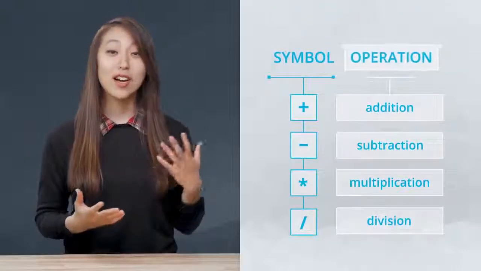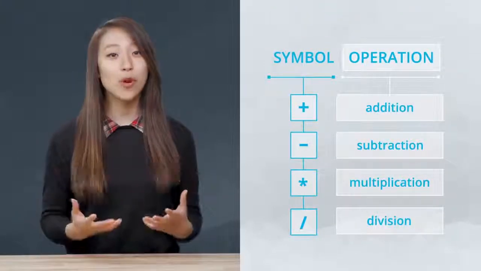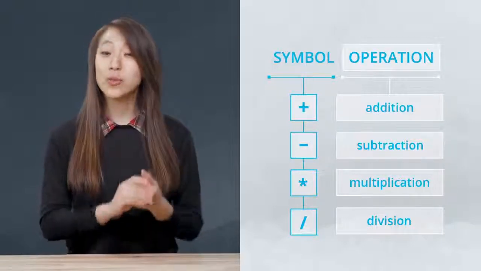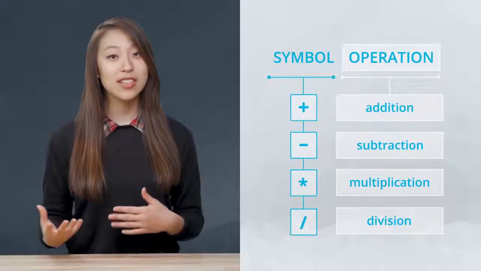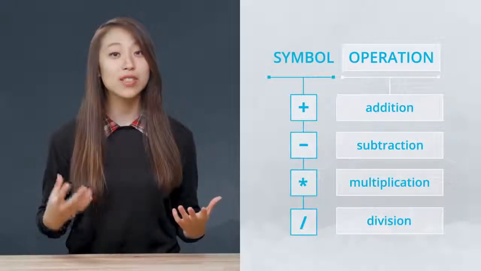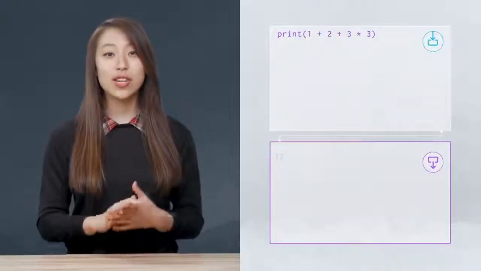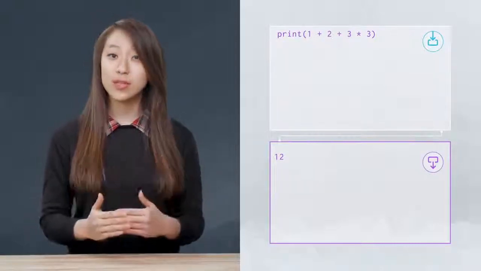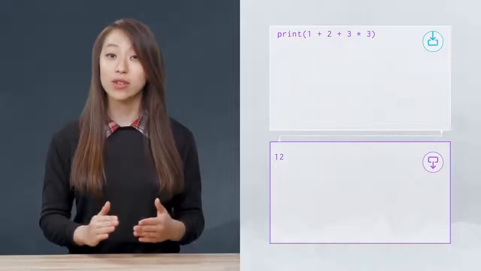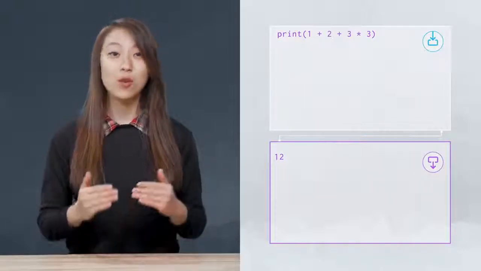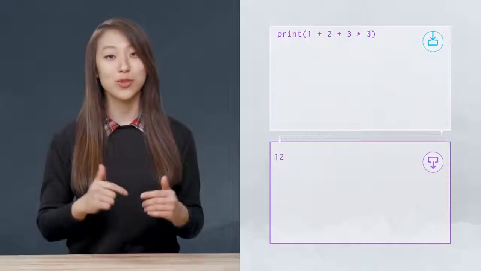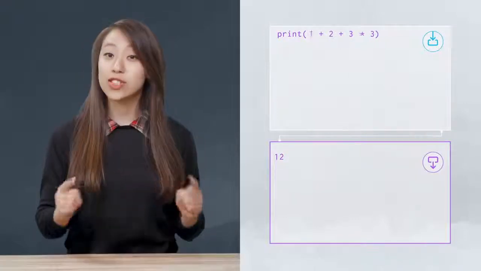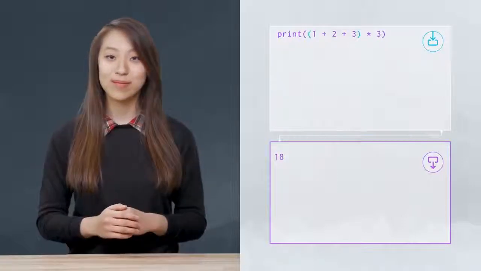In Python, addition and subtraction are performed with the usual symbols, plus and minus. Multiplication uses an asterisk, and division uses a /. Here, you can see that multiplication happens before addition. This is because Python follows mathematical order of operations, which you can get a refresher on in the notes below. If you want addition to come first, you can enclose this part in parentheses.